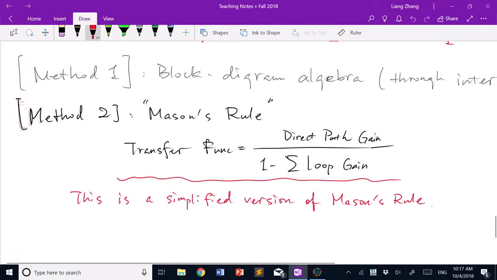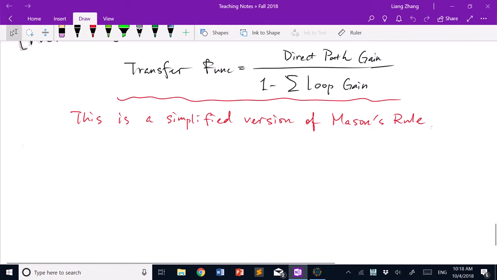Okay, class, let's continue. As I mentioned in the previous video, this is a simplified version of Mason's rule. Now, I'm going to introduce the complete and official version of Mason's rule. Now we'll see what is the simplification and the specificity of this particular function we discussed. So, Mason's rule.